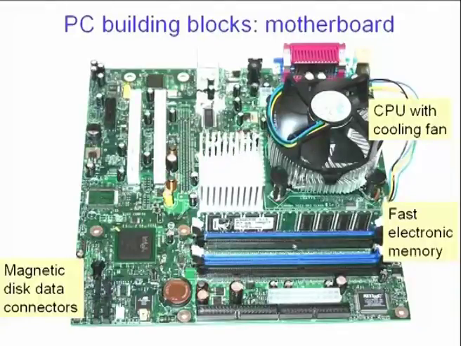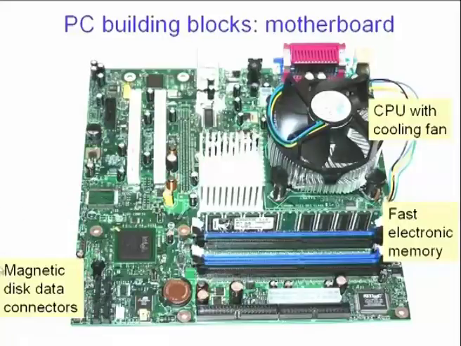The other prominent thing you see is these cards with lots of chips on them. Those are fast electronic memory, also called random access memory or RAM, and those are connected to the CPU with a lot of wires, maybe up to 32 or 64 wires, through which data can flow very, very fast.